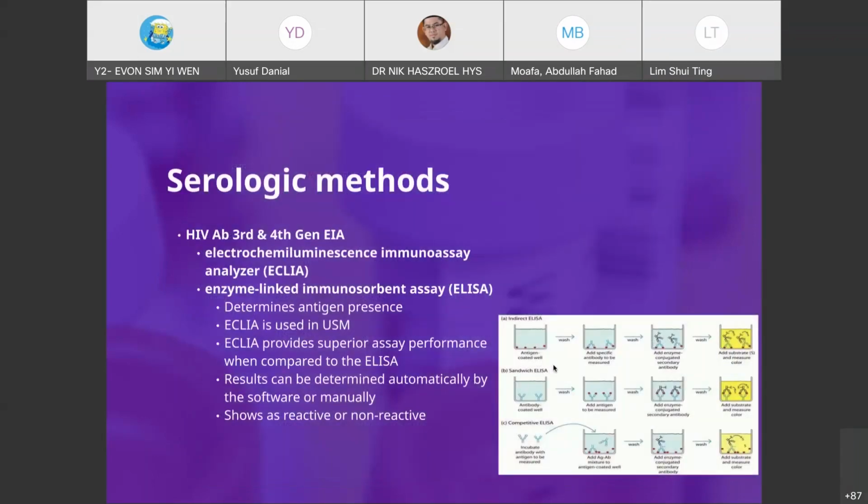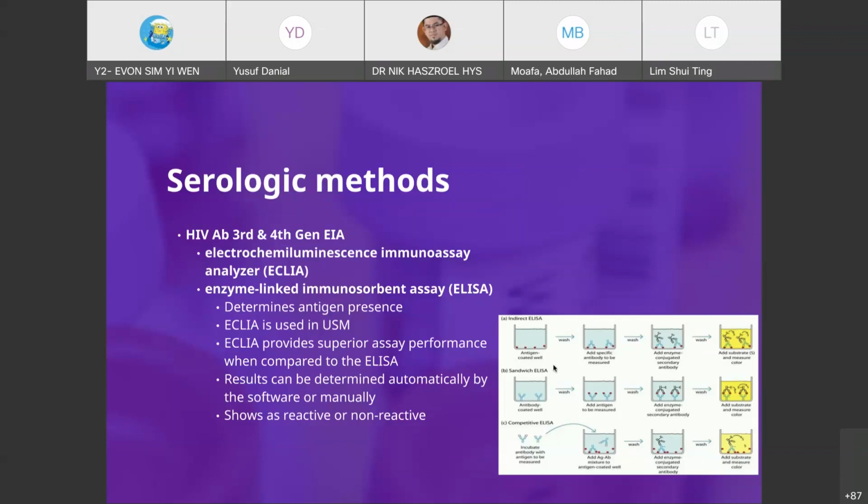So regarding the third and fourth generation enzyme immunoassays, we have two main tests. These are the first step in the algorithm, which are ECLIA and ELISA. Electrochemiluminescence immunoassay analyzer, that's ECLIA, that's used in USM. And then you have enzyme-linked immunosorbent assay, ELISA. So this will determine the antigen presence. So it will be either reactive or non-reactive. It won't tell you how much antigen is there, but it will tell you whether there is or there is not.